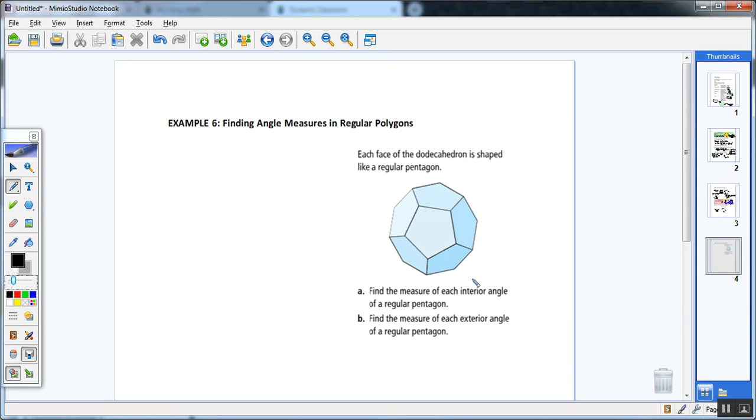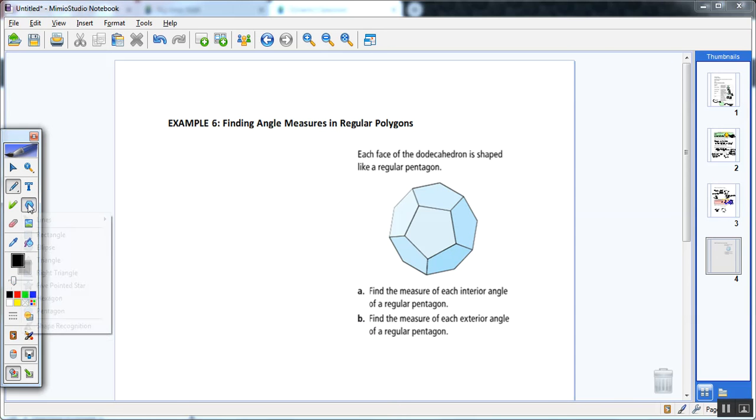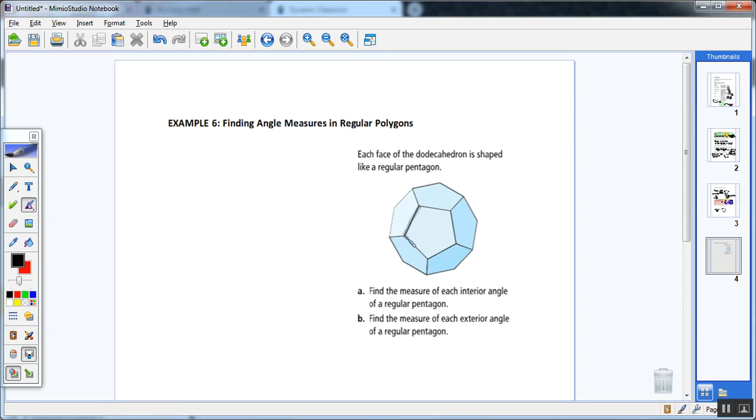I'm sorry, exterior. You guys do that quickly. Find each interior, find each exterior. It's just what kind of shape? You're really just looking at this side right here, aren't you?